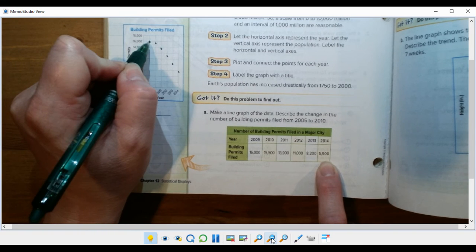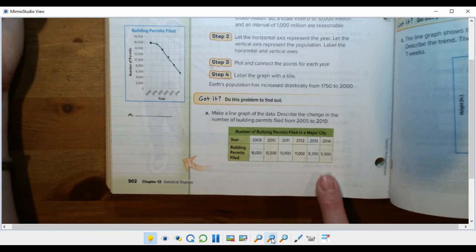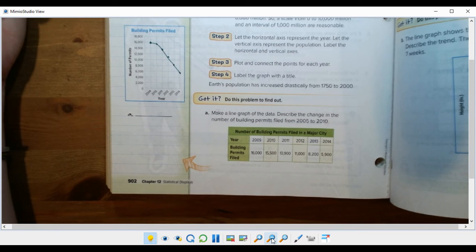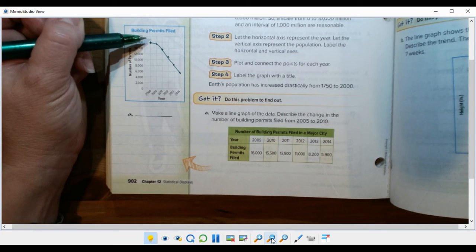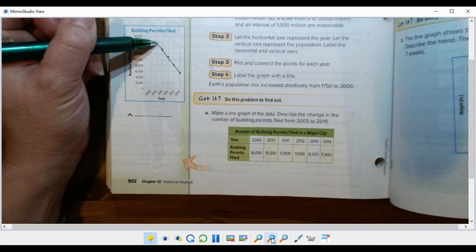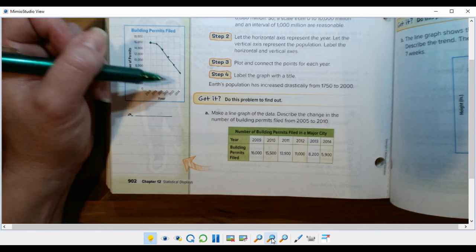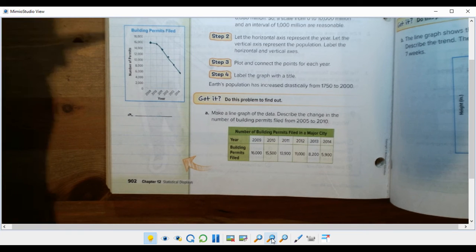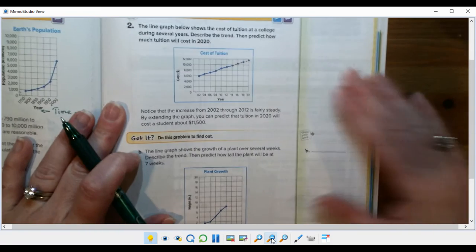Okay, now you can connect these to give some idea. If you had to describe this, I would say that the number of building permits steadily decreased. Okay, it seemed like it was a pretty constant change. It wasn't, a little bit in the beginning where it was a little change and then it really dropped off. But once it started to drop, it stayed pretty much the same. Okay, it never went back up. It didn't level off and become a flat line. Okay, let's look at some other ones that are done for us and talk about how we can describe these.